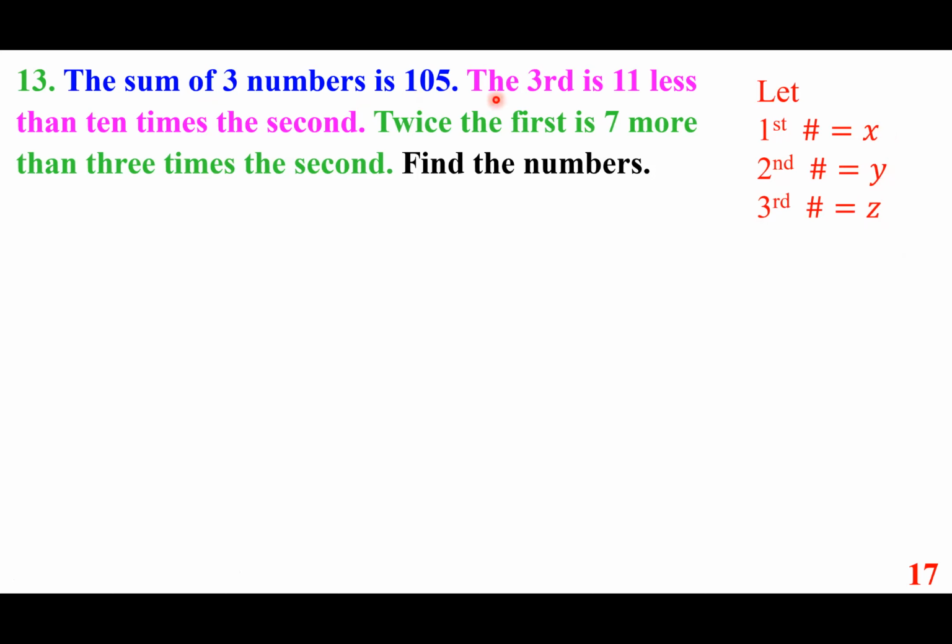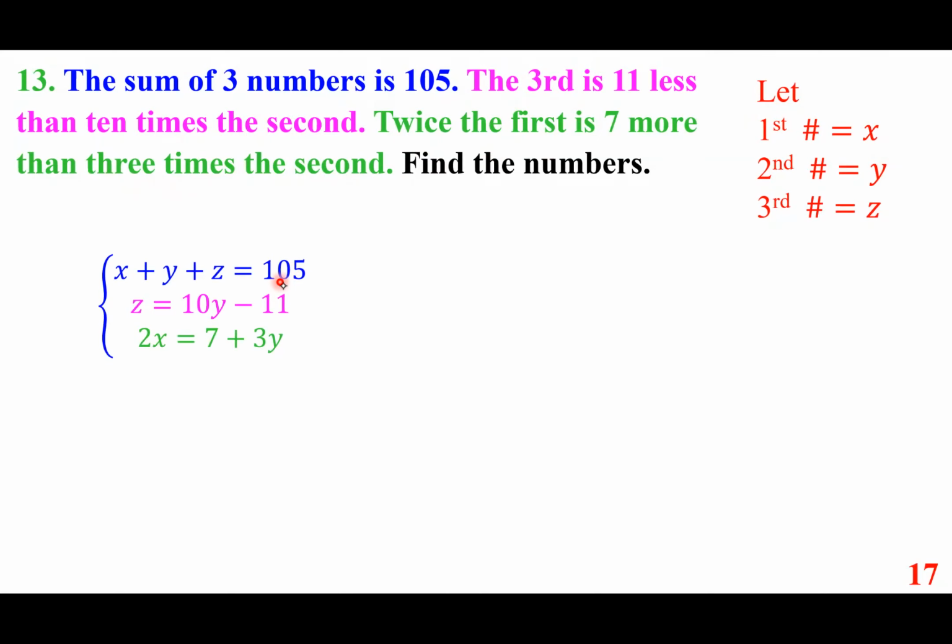So that's the first one. This one says the third one, z, is equal to 11 less than 10 times the second one. Well, 10 times the second one is 10y, minus 11. Twice the first, 2x, equals 7 more than 3 times the second: 3y plus 7. So those are the three equations. As long as we have that translation, we should have no problem finishing it off.